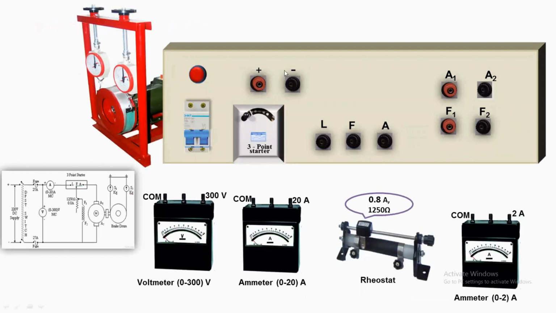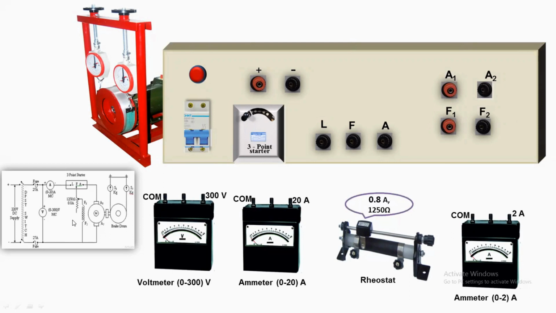Now connections. Let's see the connection. How to connect this load test on DC shunt motor experiment. Here just consider this board. Here all the connections are given: motor connections, supply connections plus minus, starter connections L, F, A, then motor terminals, armature winding A1, A2, then field winding F1, F2. All connections are given in this board with the MCB, power supply and indicators. Directly give connections in this board.